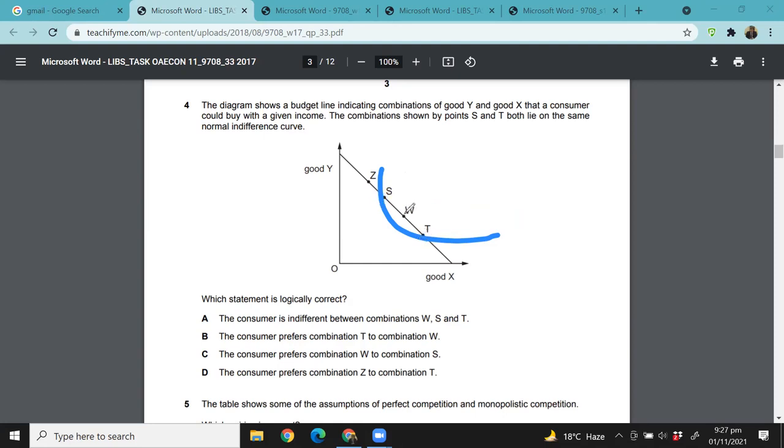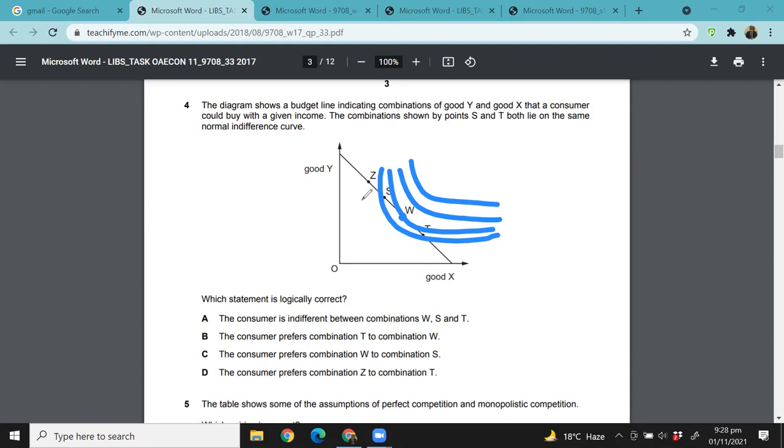is not lying on the same indifference curve. W is lying on a higher indifference curve. Are you getting me? Indifference curves are parallel to each other, so it would be like this, right? Arba, are you getting me? And then another indifference curve will be parallel like this, and then another indifference curve will be parallel like this. So W is technically lying on a higher indifference curve compared to S and T.